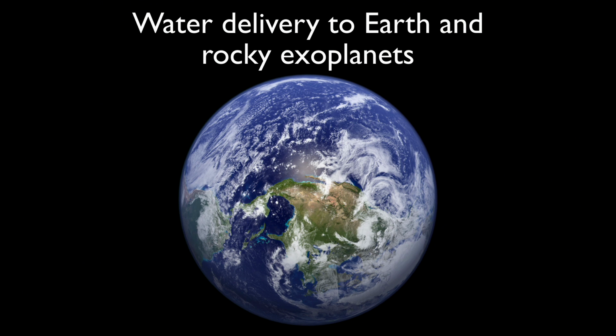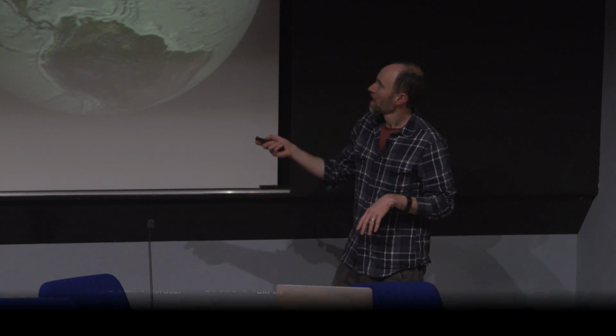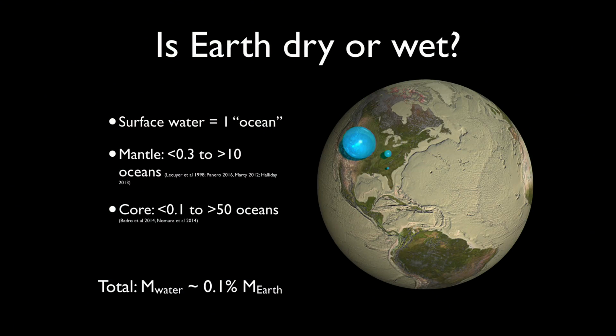First off, how much water does Earth have anyway? That's a good thing to know if we're going to try to match it. On the surface, Earth has what's called one ocean of water. That's a unit of water that's basically all the oceans on the surface put together. We know we have that on the surface, but how about in the interior?